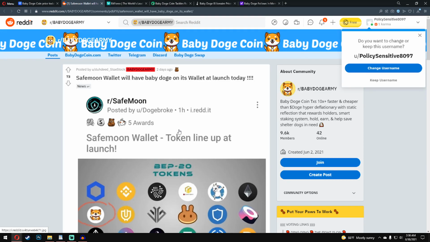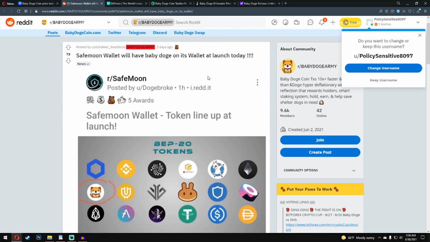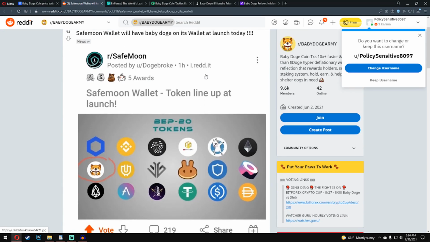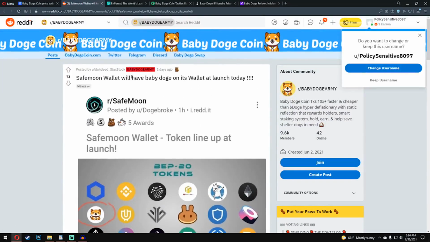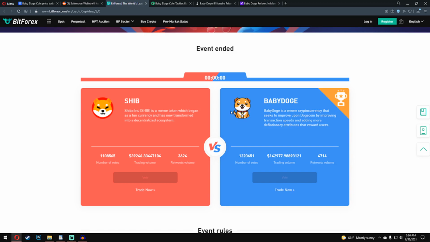It's a Reddit article and it says SafeMoon wallet will have babydoge coin on its wallet at launch day. Yes guys, babydoge coin is listed on the new SafeMoon wallet. This can maybe change the price and I think the big pump is coming soon. There is a big reason, because babydoge coin is listed on SafeMoon wallet. Babydoge coin community is really strong and this great victory shows us that.